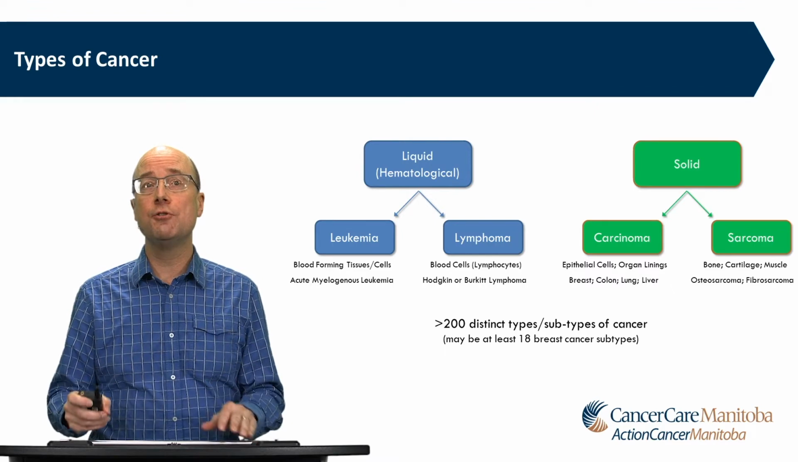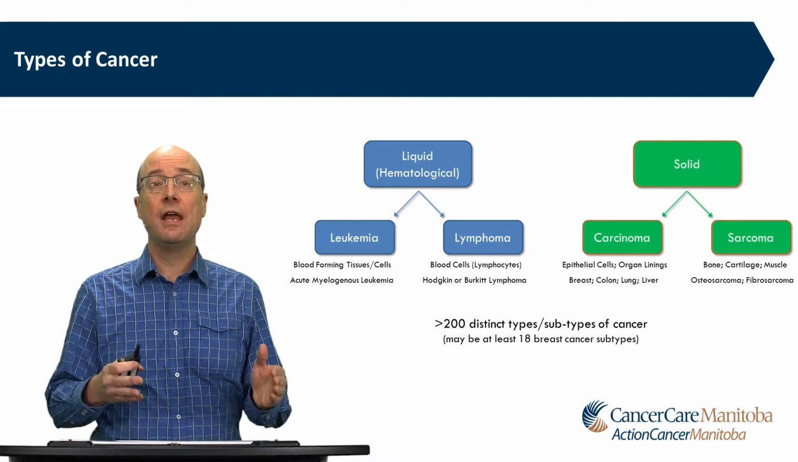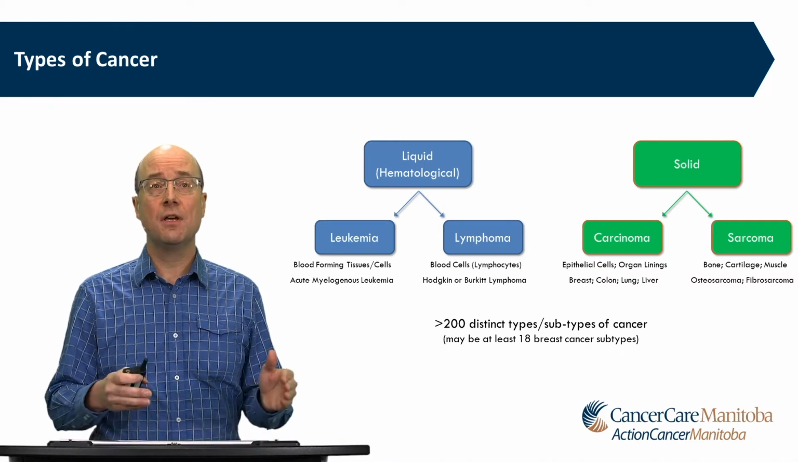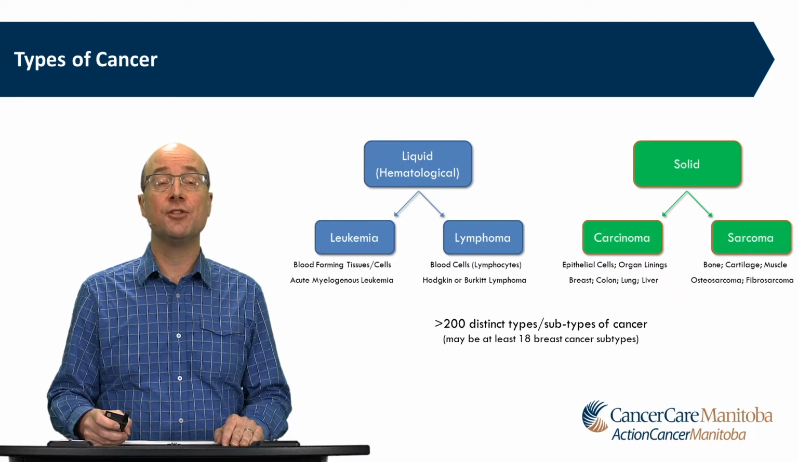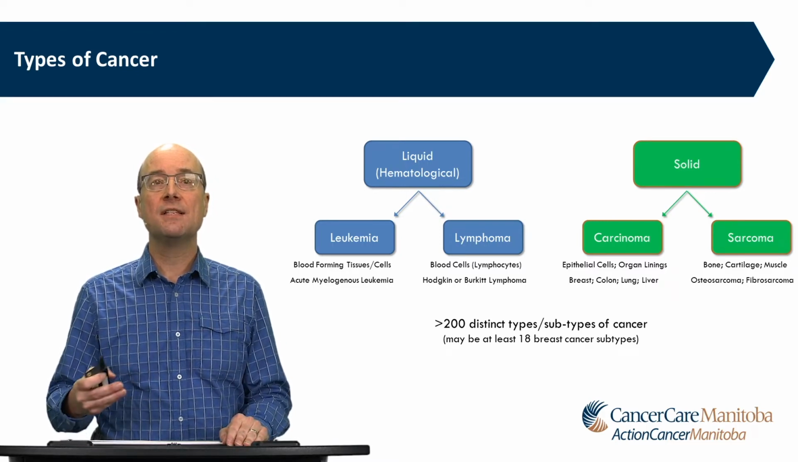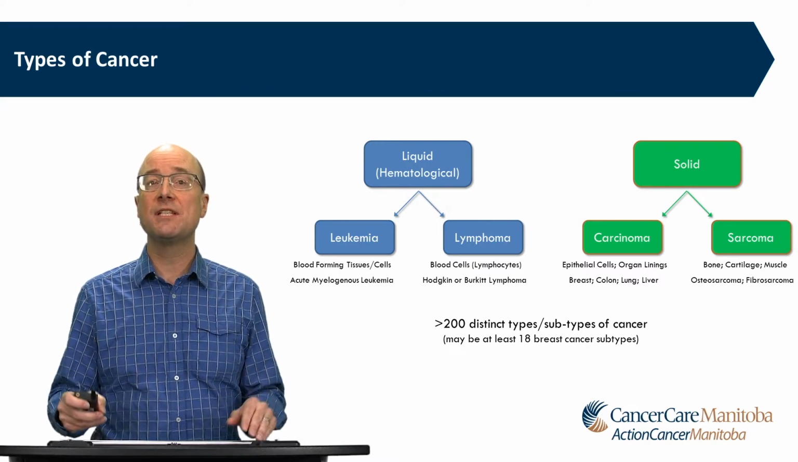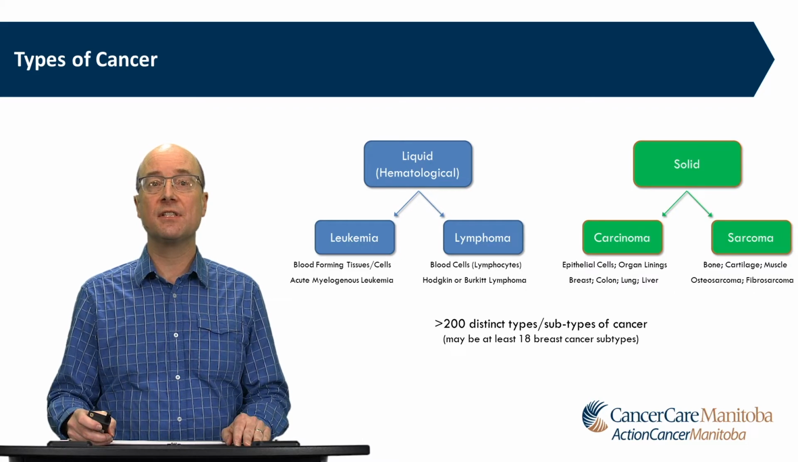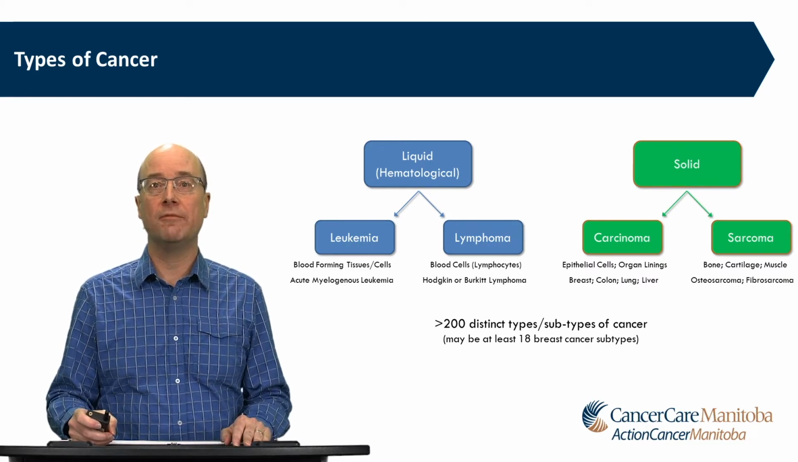In general, there are 2 cancer types. On the left are liquid or hematological cancers. These are broken down into 2 types. First and foremost is leukemia, which arises through blood-forming tissues or cells, and an example is acute myelogenous leukemia. A second type is lymphoma, which again arises through blood cells, but of a specific type, those being lymphocytes. And an example here would be Hodgkin lymphoma or Burkitt lymphoma.